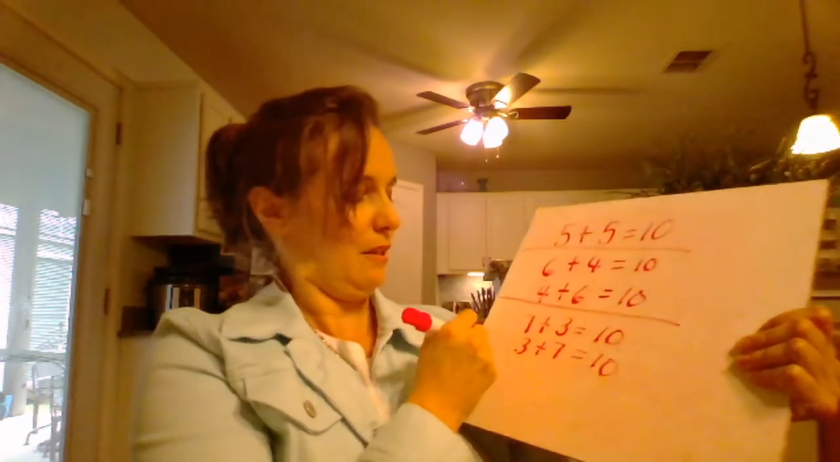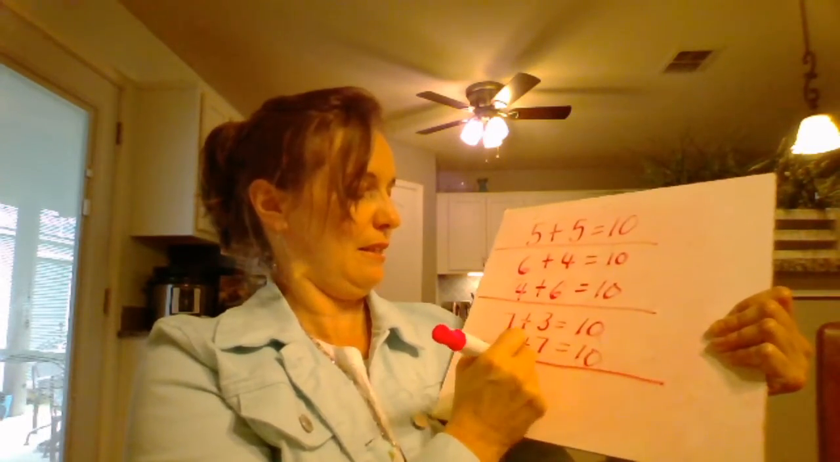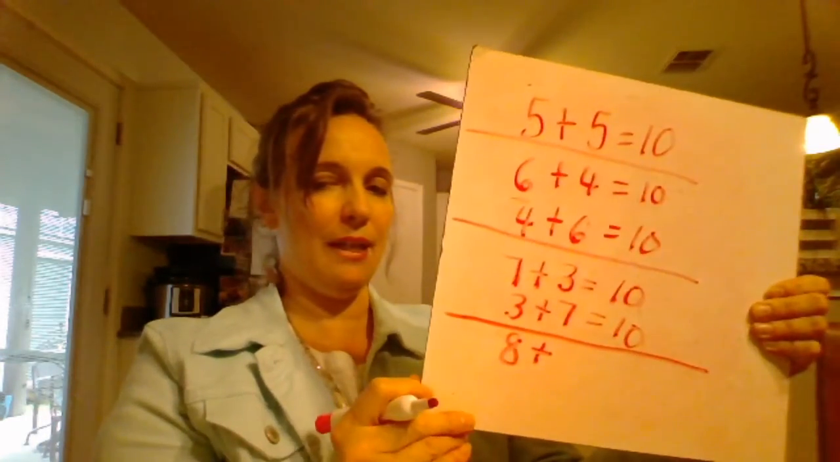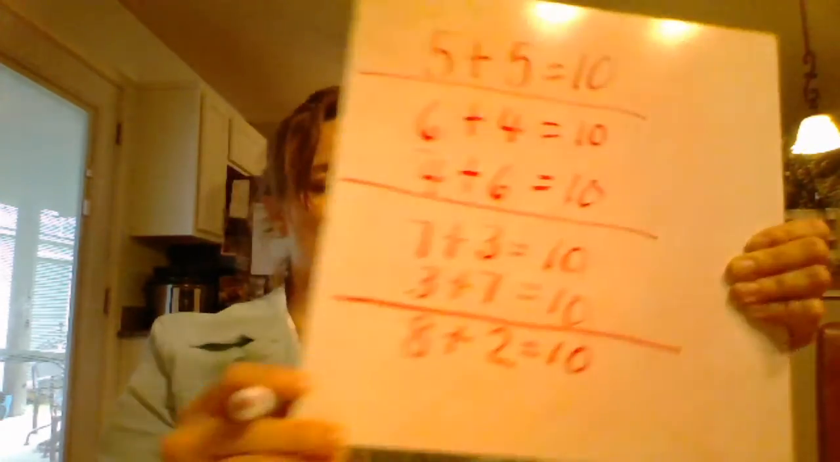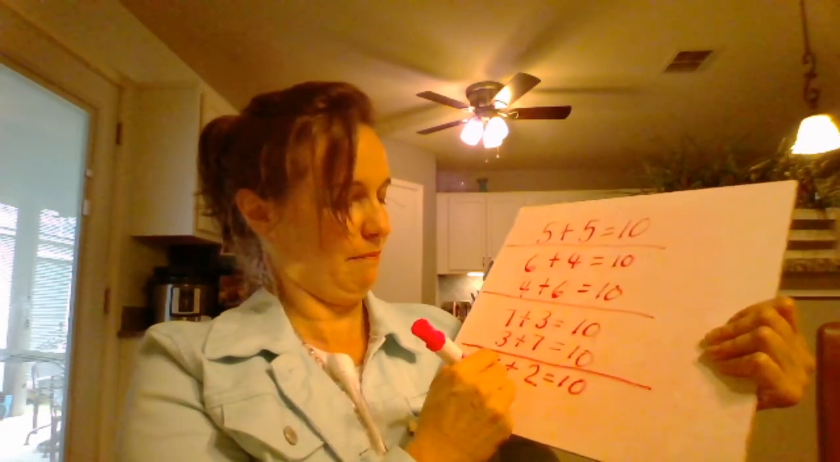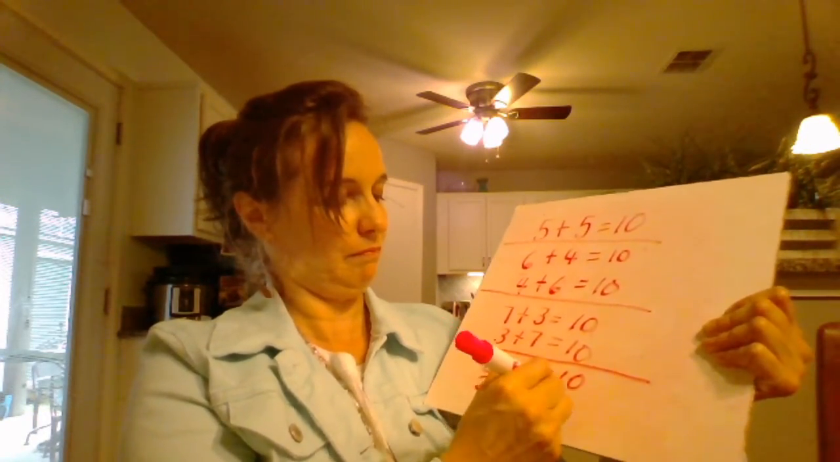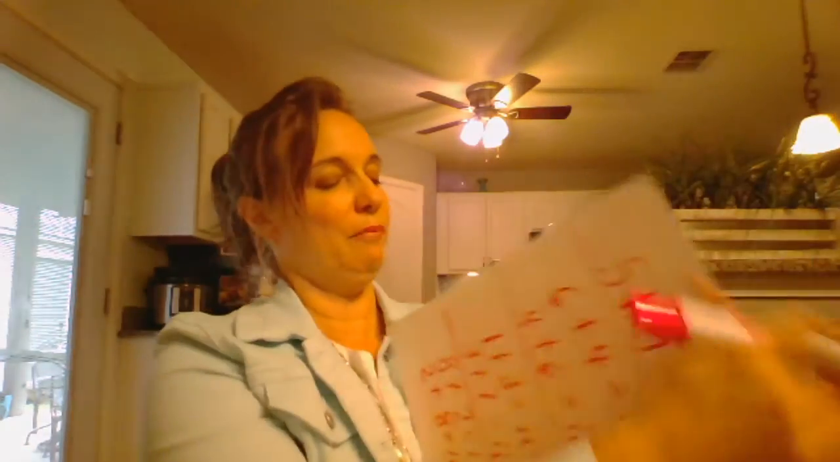Okay. Now we've got 8. Do you remember what went with 8? 8 plus 2 equals 10. So what's the twin for that one? 2 plus 8 is 10. Very good. Now we've got one more.